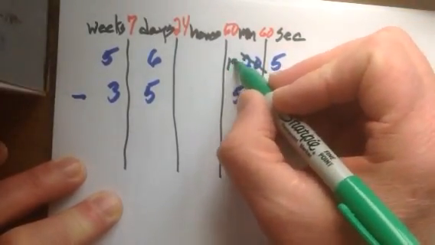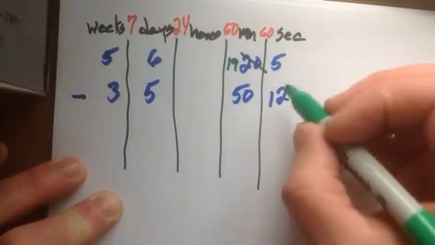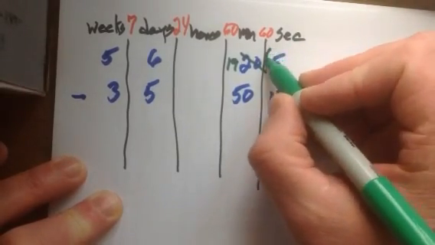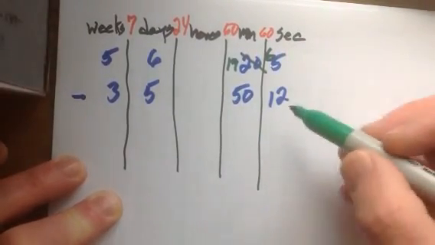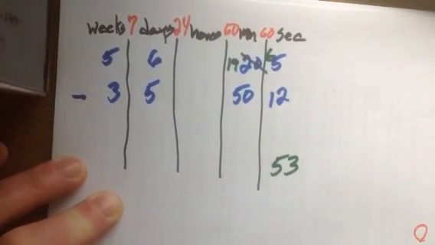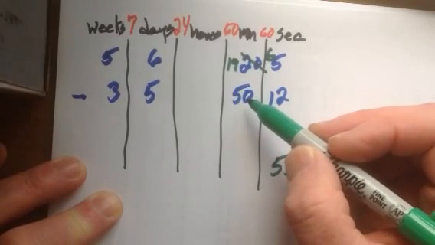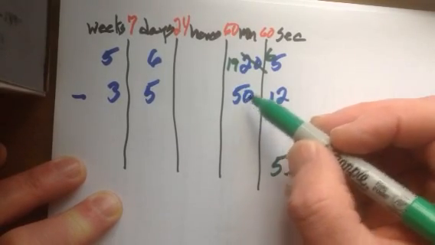So we're going to make this 19 minutes, and we bring over 60 seconds. So this becomes 65, if you can read that. So 65 minus 12 is 53. So we have 53 seconds. Now we go over here and we've got 19 minus 50. That doesn't work real well for us either. So we're going to have to go over and borrow.